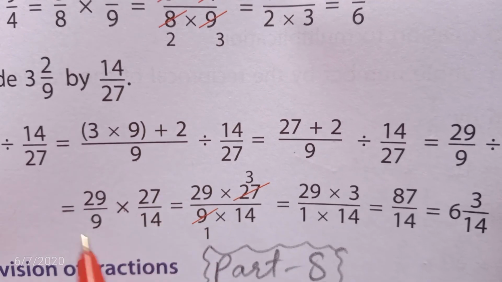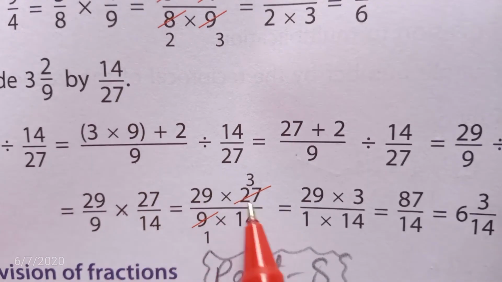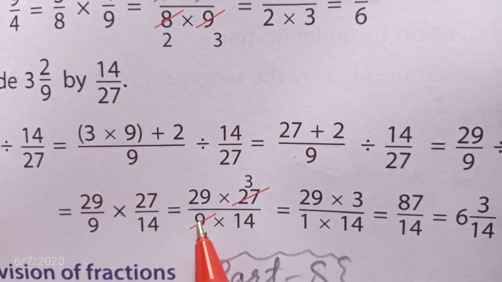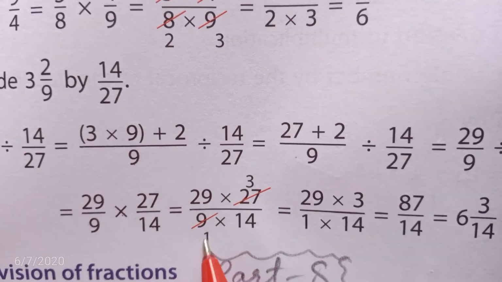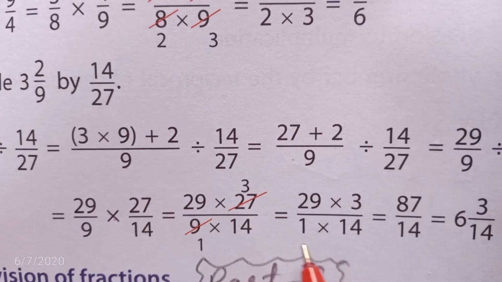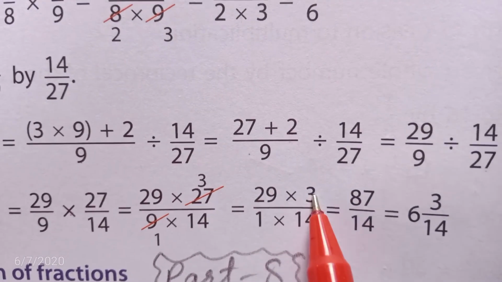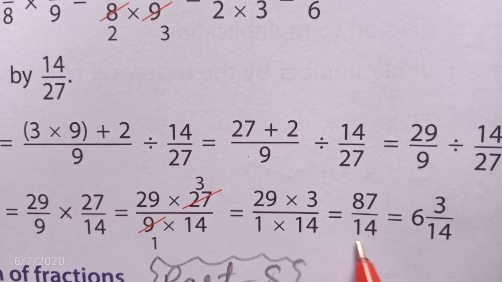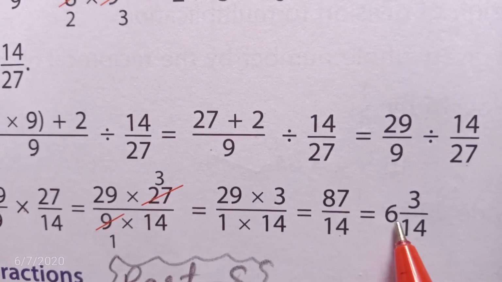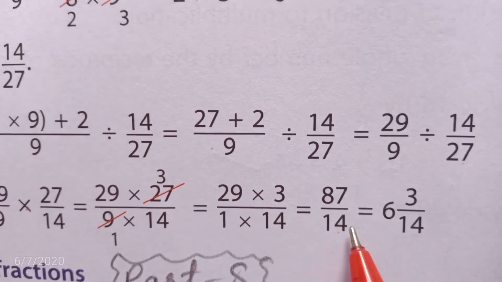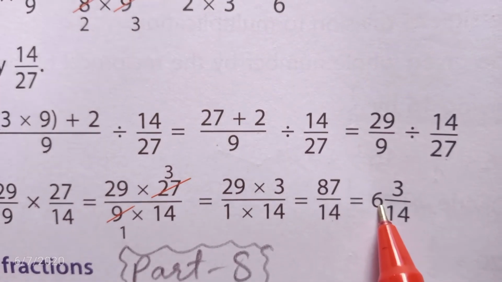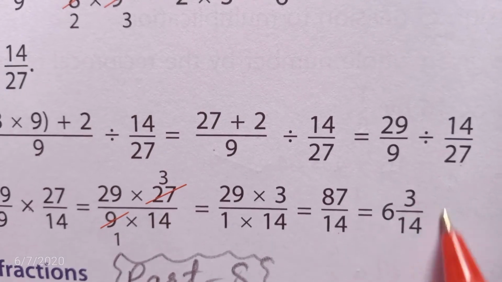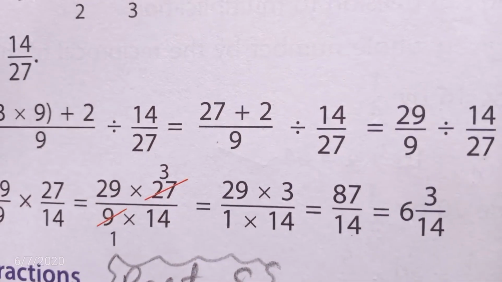Now this is a multiplication sum. Now you can multiply 29 into 27 by 9 into 14. See, cancel the common factors. 9 ones are 9, 9 threes are 27, equals 29 into 3 by 1 into 14 equals 87 by 14. It is an improper fraction, so you can convert it into a mixed fraction. 14 sixes are 84, 6 whole, remainder 3 by 14. 6 whole 3 by 14 is the answer.